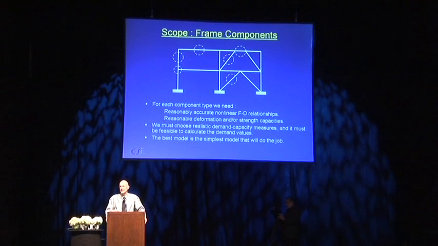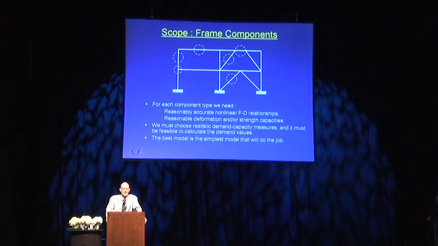Another point is that we must choose realistic demand capacity measures, and it must be feasible to calculate the demand values. I'll talk about this a little bit later on, but it would be very nice to say, oh, yeah, let's use strain as the demand capacity measure. Great idea, except that it's not realistic. You cannot realistically calculate strain. Now, maybe you could establish a strain capacity without too much difficulty, but there is no way that you can calculate a realistic strain demand.